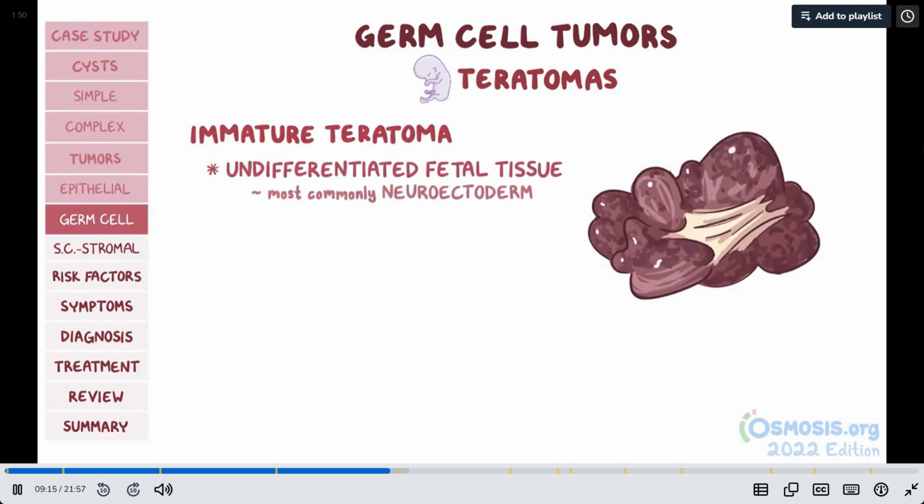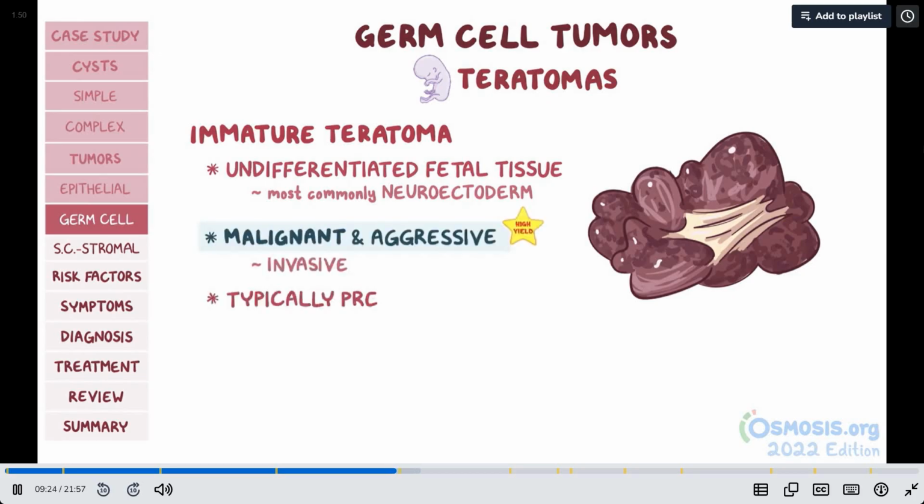The other type is immature teratoma, which has undifferentiated fetal tissue, and this is most commonly neuroectoderm, the embryonic precursor to neural tissue. For your exams, it's important to know that it tends to be malignant and very aggressive, meaning they tend to be invasive. They typically present quite early, before the age of 20.